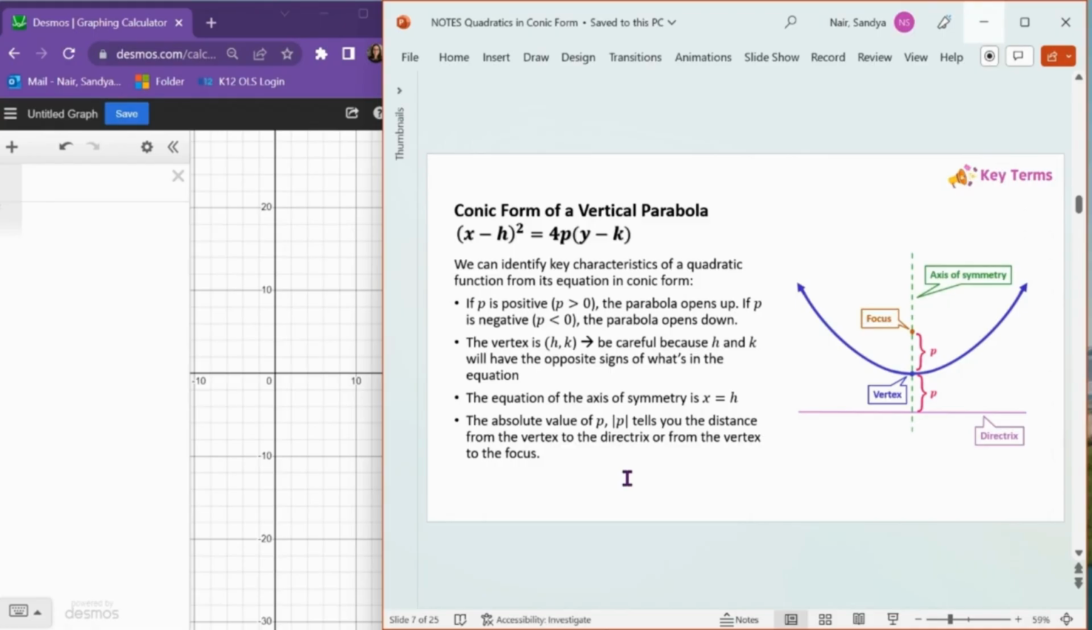The vertex will be located at (h, k), and here we have to be careful because h and k will both have the opposite signs, since both h and k are being subtracted in the equation. So we'll have to switch the signs of both when writing the coordinates of the vertex. The equation of the axis of symmetry will be x equals h, because remember the axis of symmetry passes through the vertex. The absolute value of p will tell us the distance from the vertex to the directrix or from the vertex to the focus, because remember, those two distances are the same based on the definition of a parabola.